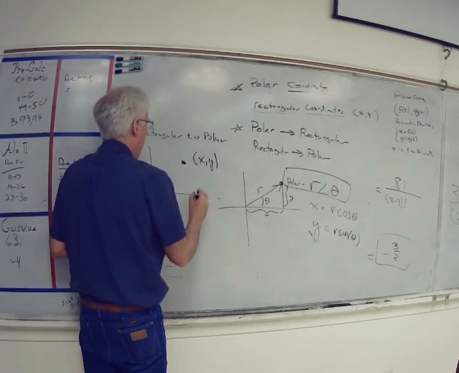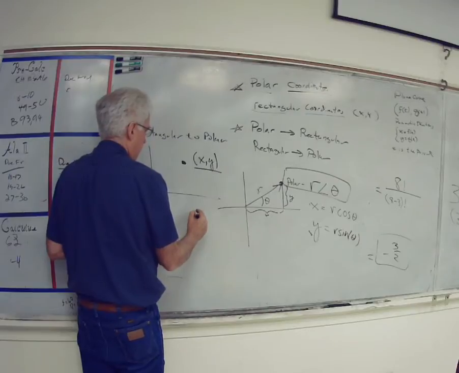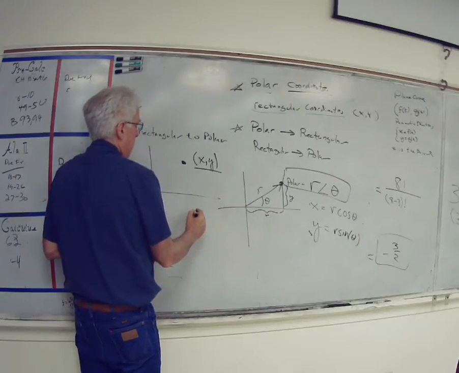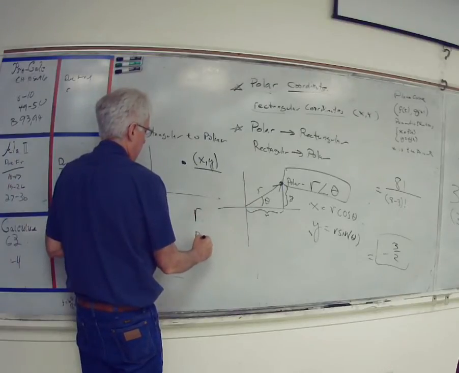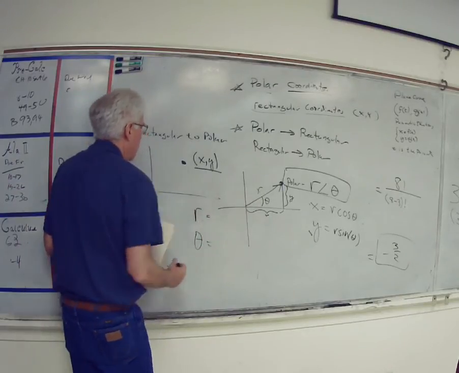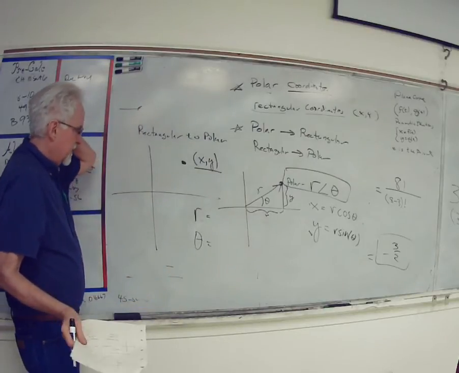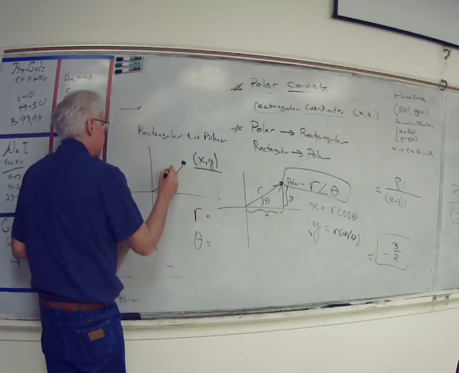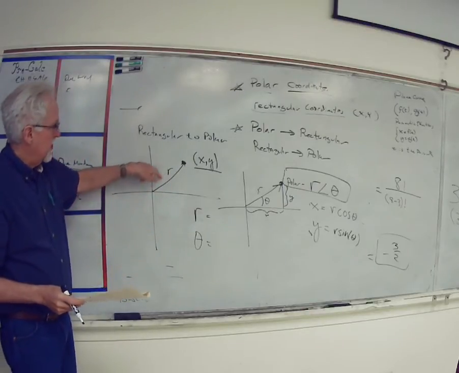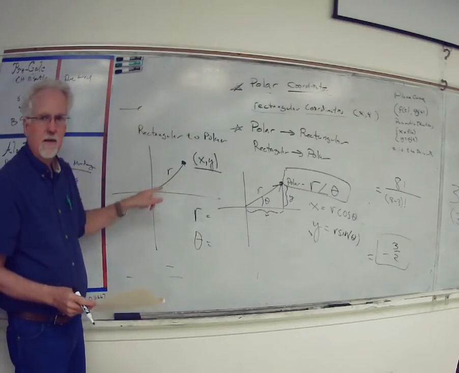Okay. Now, what is it that I'm going to need? I have X and Y. What am I going to need? You're going to need radius and angle. Radius and angle. Okay, can you take a shot at how I would get the radius? I know X and I know Y and I need the radius.